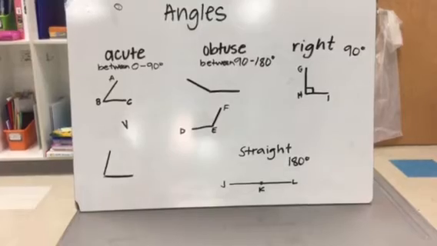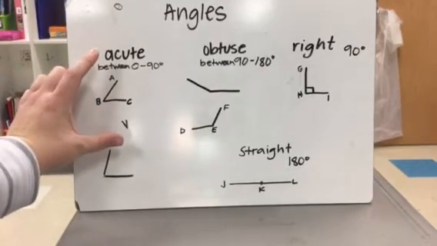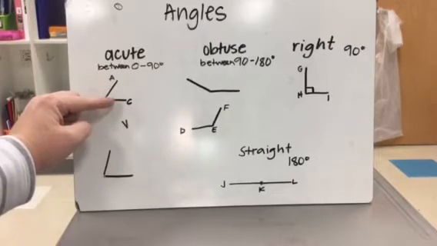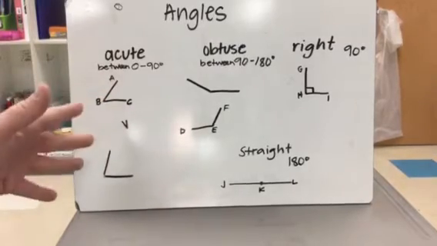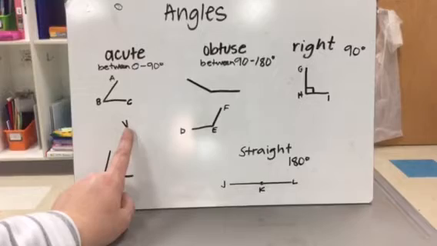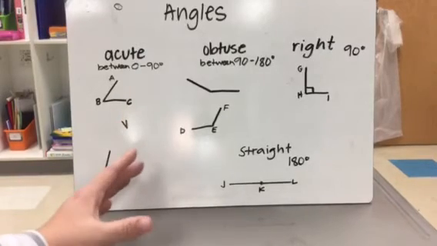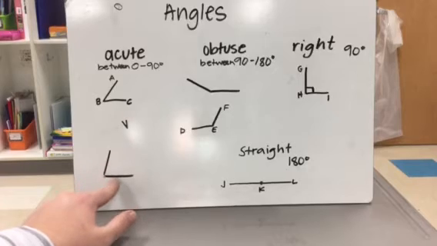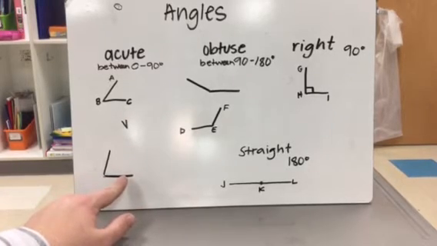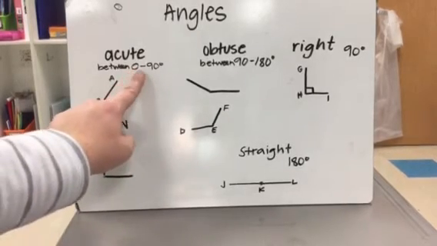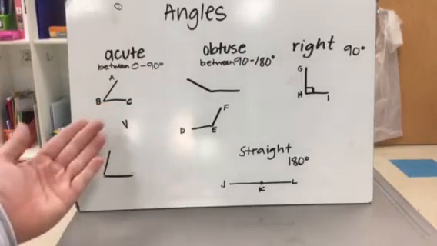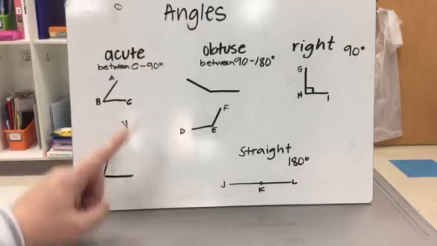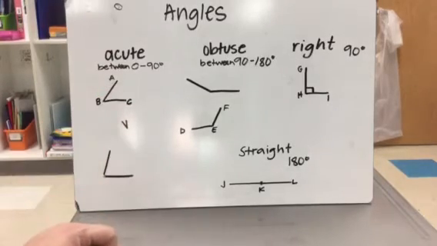Now I want you to notice it's not about how big they are in size, but it's the measurement between the two line segments or the rays. So here we have this tiny one, and these are a little bit bigger, but they're all three acute. This one is really close to a 90-degree angle, but it's still acute because it's less than 90. So acute angles are between 0 and 90 degrees. And you name an acute angle by saying angle ABC is acute, or you could say angle CBA is acute.